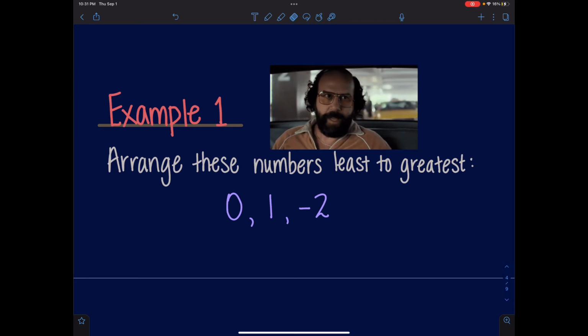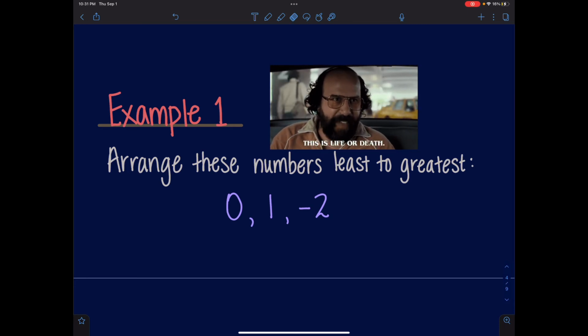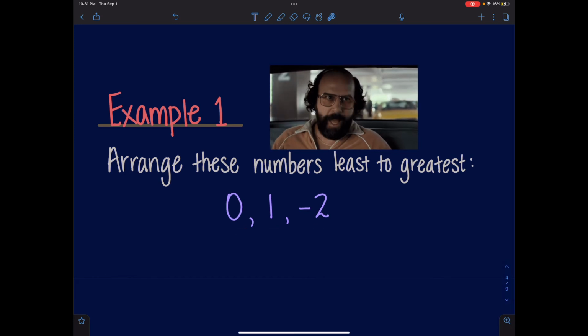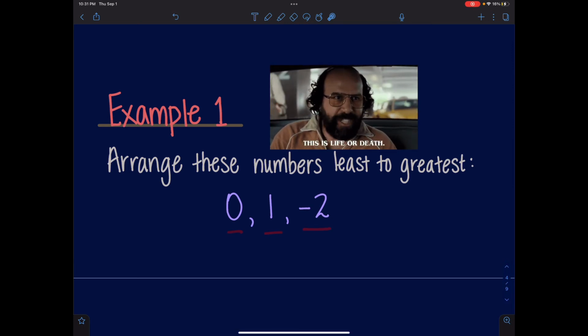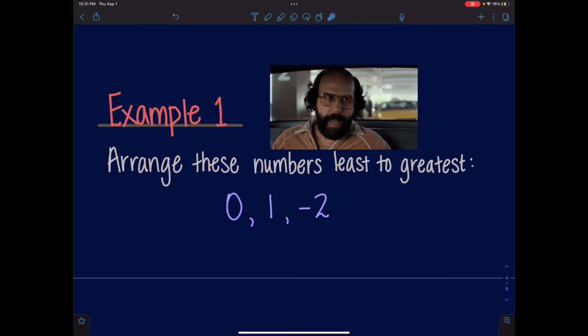Here's the thing about example 1. They want you to put these numbers in order from least to greatest. However, if you look at just the absolute values of the numbers, like 0, 1, and 2, I feel like they're trying to trick us, because someone that's not as smart as you might say, oh, well, it's a 0 and a 1 and a 2, I'm going to put them in order. But that's not how it goes, because this is a negative number.